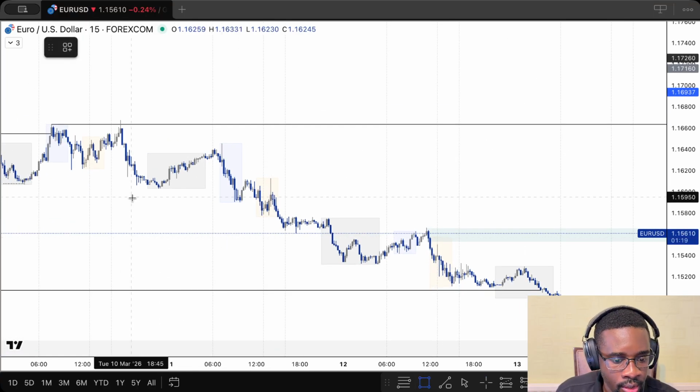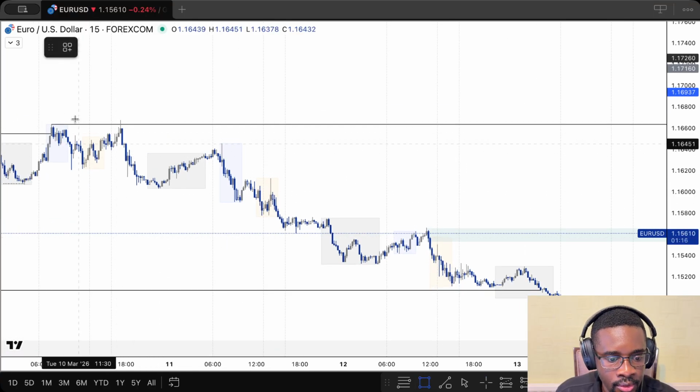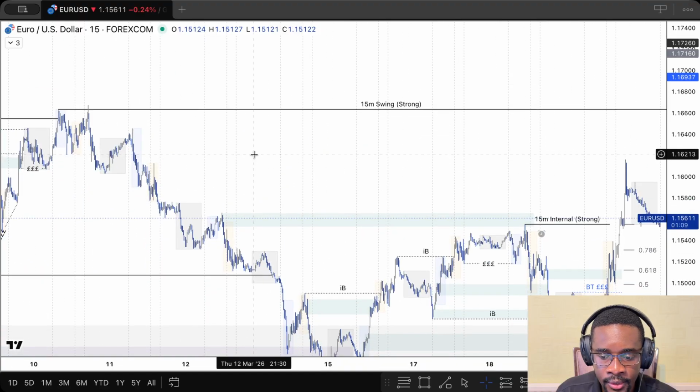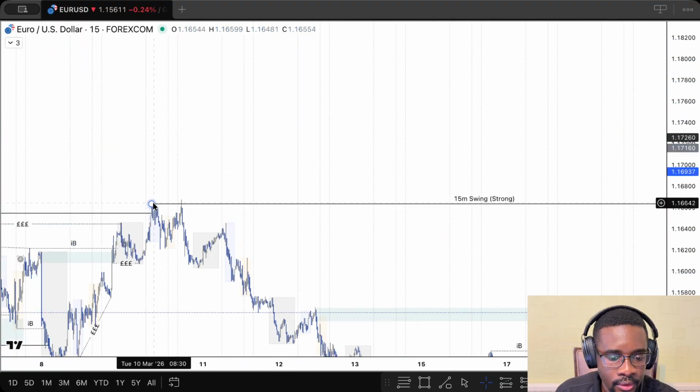So do we have any areas that are not mitigated? We had a sweep with break of structure, and then price went on to break structure. So actually my high is this one.